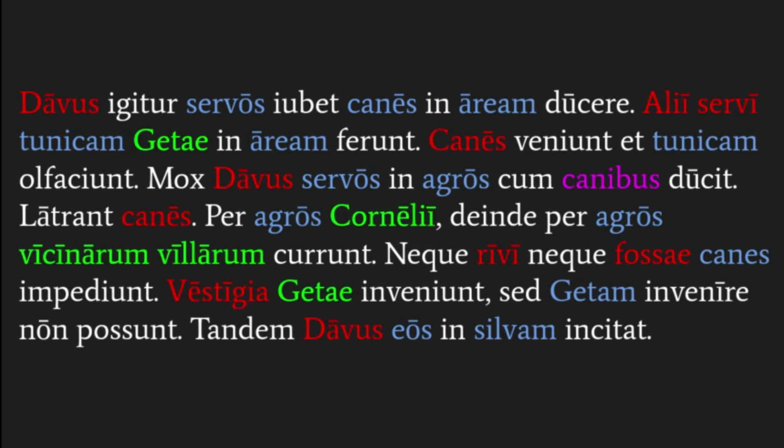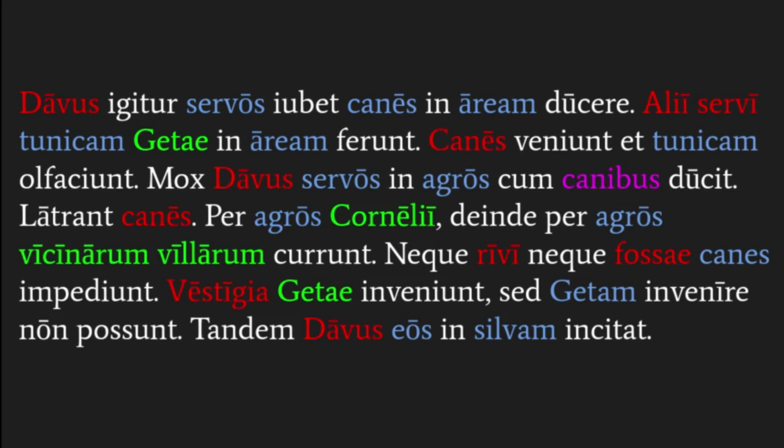Canes veniunt et tunicam olfaciunt. So the dogs come, canes veniunt, right? So the dogs show up, and olfaciunt, they smell. What do they smell? The tunicam, the tunic, right? So that's the idea. They get Geta's tunic, they bring it, they let the dogs smell it, and now they have the scent.